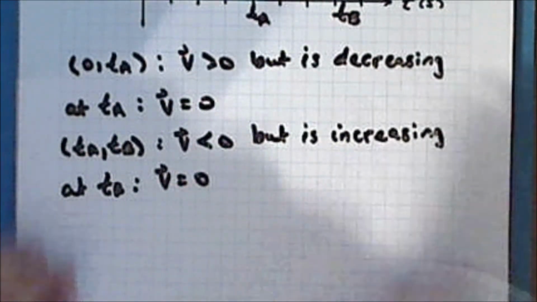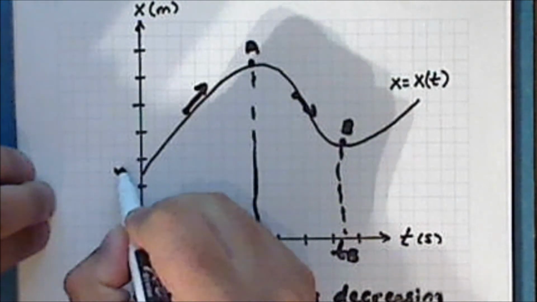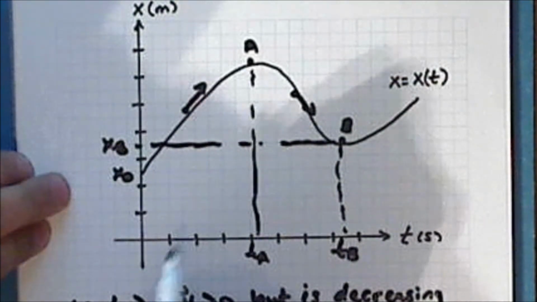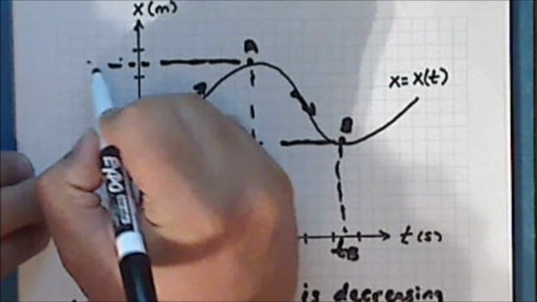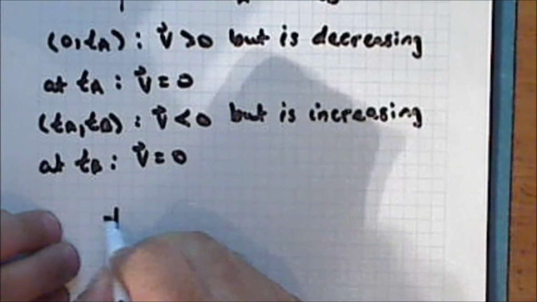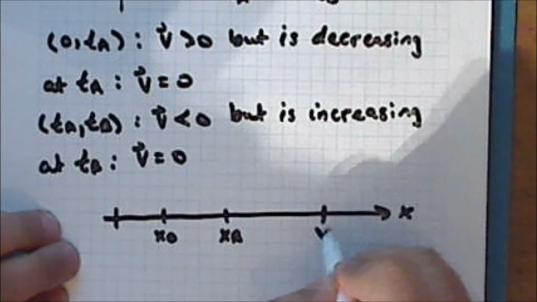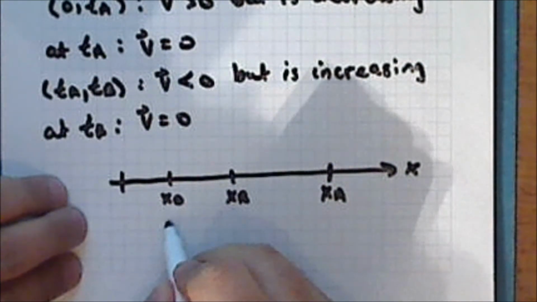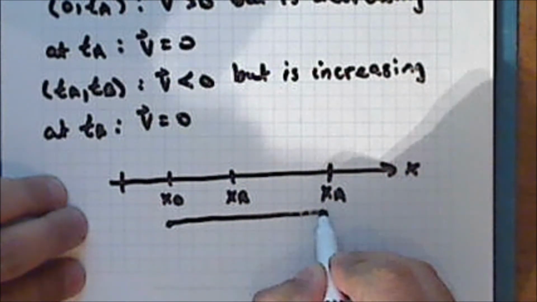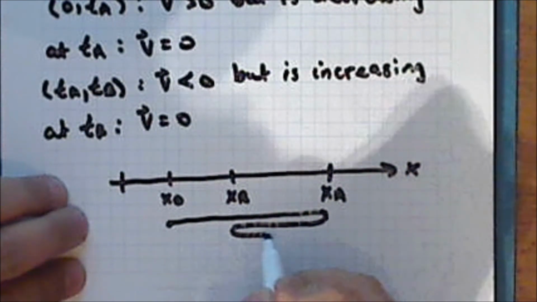Now recall that this is one-dimensional motion, and we can identify three important points on the x-axis. We have the initial position, the position at the inflection point B, and the position at the inflection point A. So for this particle, we start at the point x sub naught. It moves in the positive direction, momentarily comes to a stop at the inflection point x sub A, changes direction, momentarily comes to a stop at the inflection point x sub B, and then changes direction, once again moving in the positive direction.